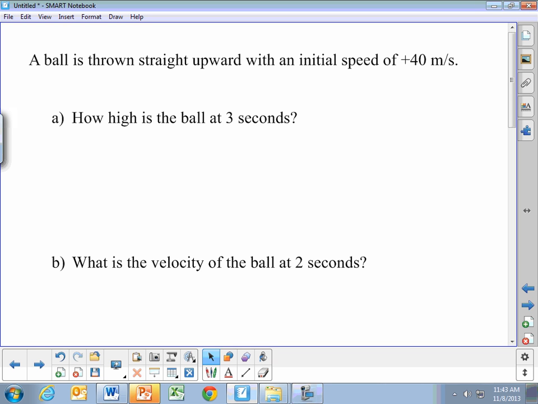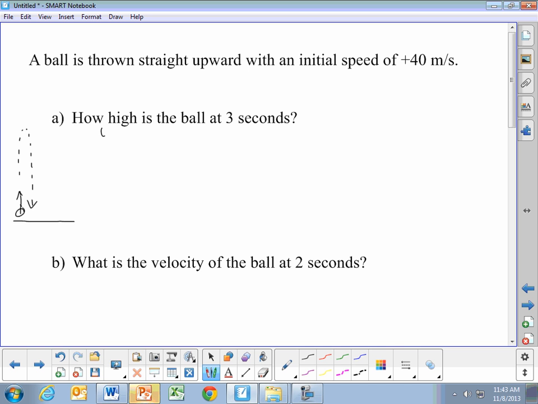For the spinal problem, we have a ball thrown upwards from the ground. This ball is thrown upwards at 40 meters per second. So it's going to go up, and it's going to come back down, and it will eventually reach the ground again. The ball starts at a height of 0 meters. The initial velocity of this ball, we're going to make up the positive direction. That makes the initial velocity of this ball positive 40 meters per second.